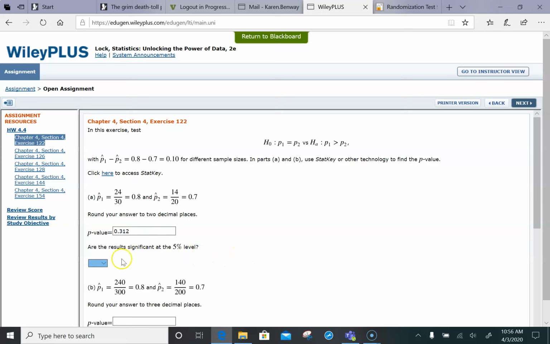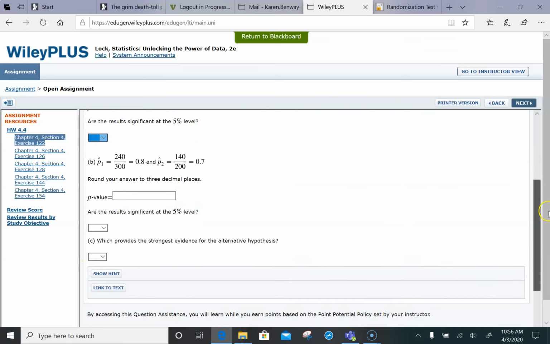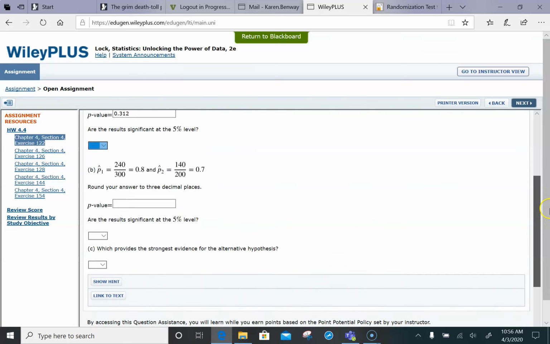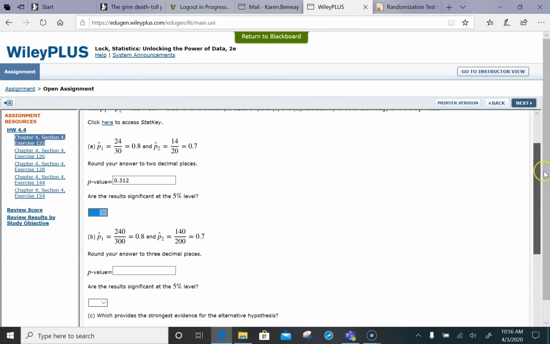At the 5% level of significance, this is larger than 5%, so I would fail to reject the null hypothesis, and the results are not significant. And I'd keep going, and I'd do the same basic process for part B, and then answer the question.